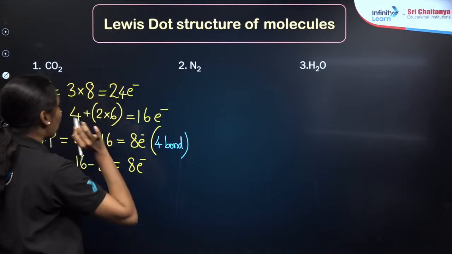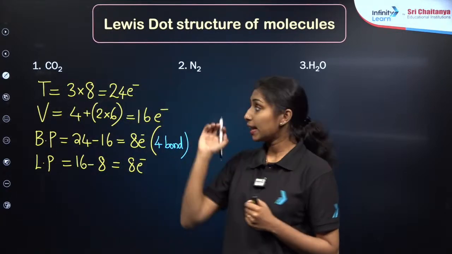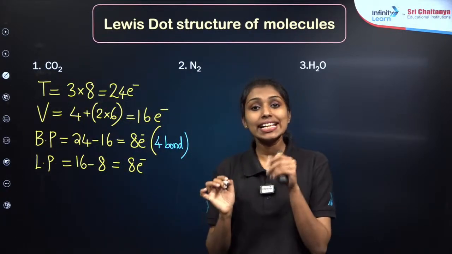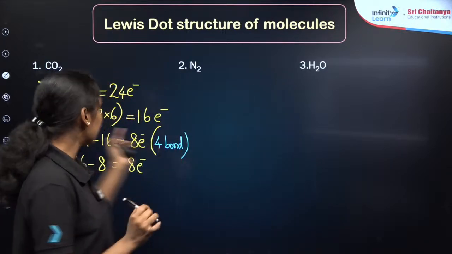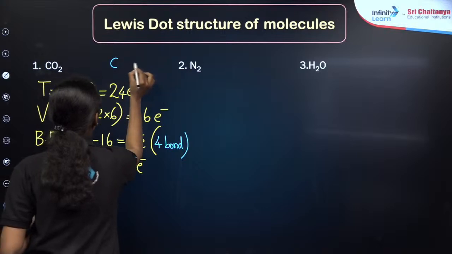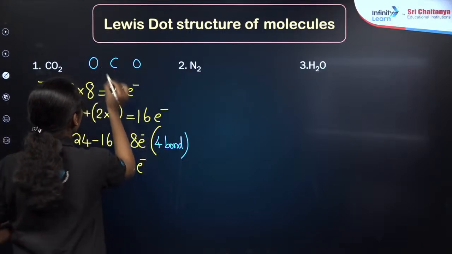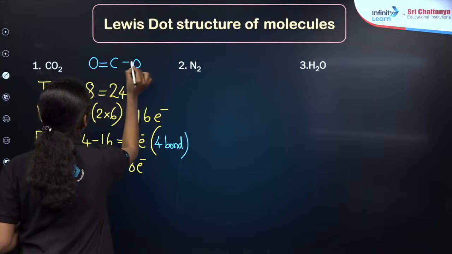Then one more point you have to note: if the atoms have an electronegativity difference, the central atom must have the least electronegativity. So in the case of carbon dioxide, carbon will be the central atom. So I am taking here oxygen, carbon, oxygen. How many bonds are forming here? 4 bonds, right? Which means that there will be 2 double bonds.